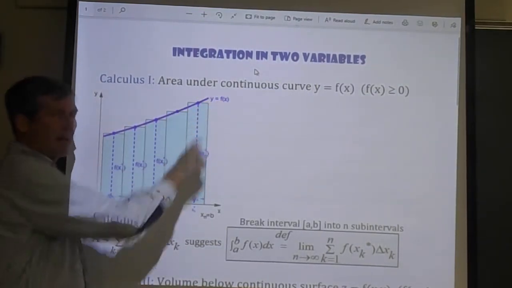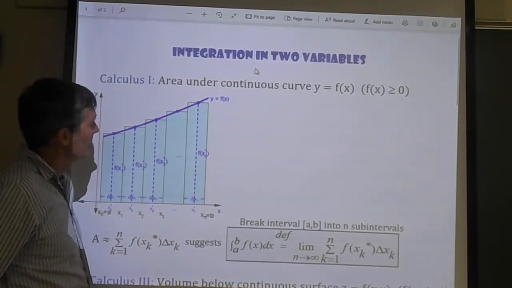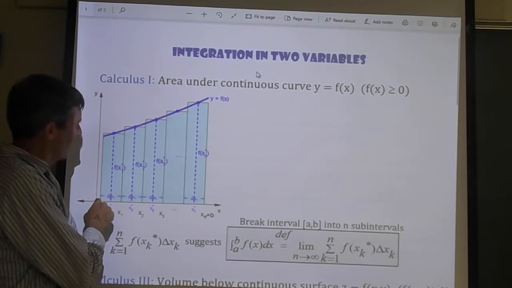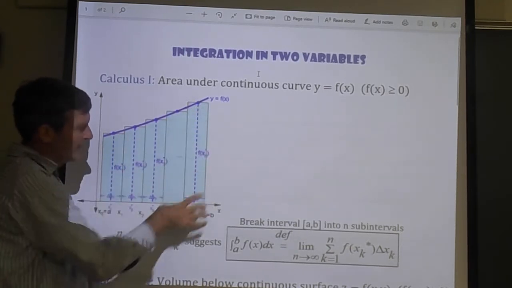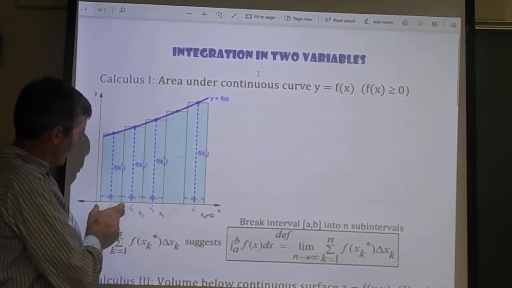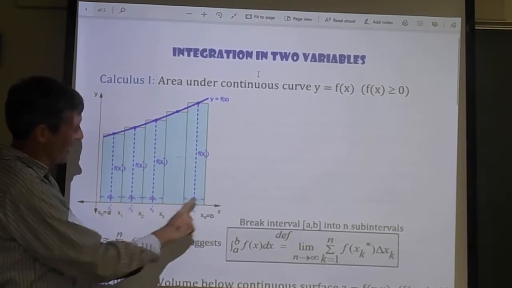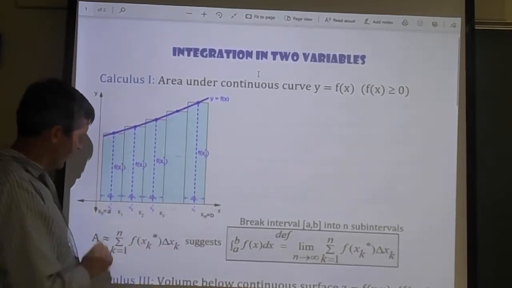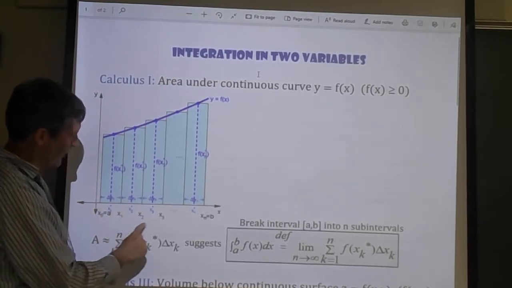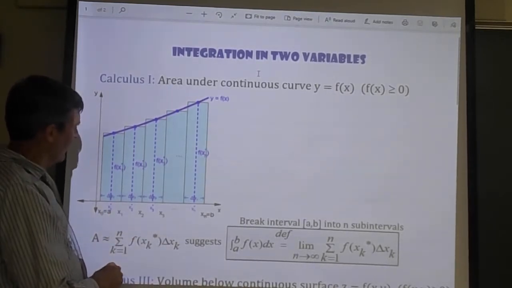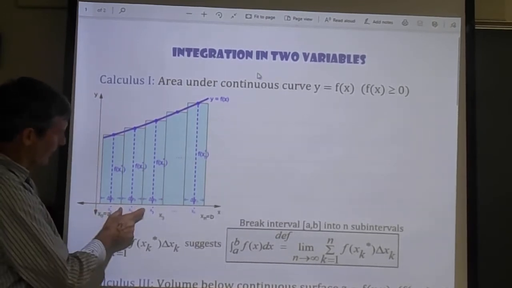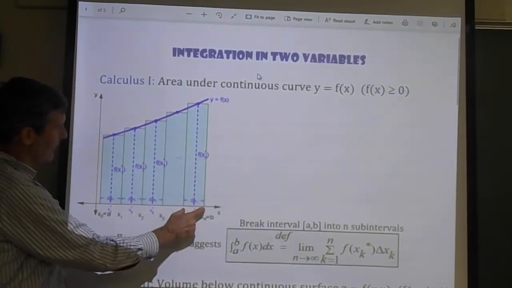If we have y equals f of x, a function of one variable, we can estimate the area under the curve. If f of x is non-negative, we'll say the area under the curve, by breaking up the interval from x0 equals a to xn equals b into n subintervals, from x0 to x1, x1 to x2, and so on. And we'll do that by calling this width delta x1, this delta x2, up to delta xn.